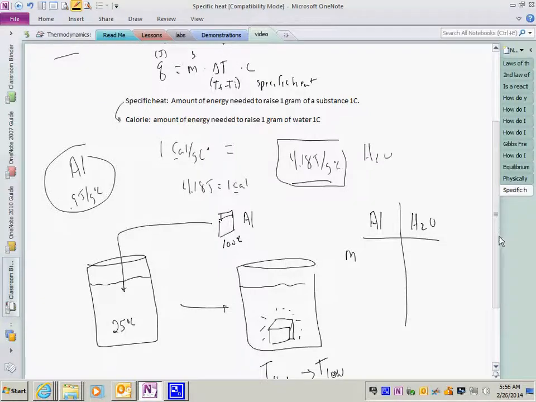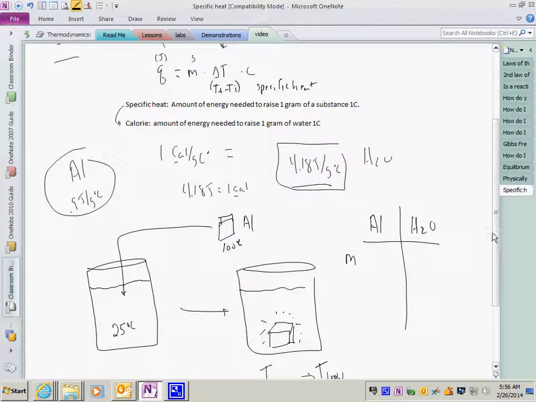Okay, and in class we'll detail a multitude of different problems. I'm just going to briefly discuss it here, and you can seek other resources to get more information. But the mass, I would need my specific heat, my temperature final, my temperature initial. This could also be listed as change in T, and then Q, my energy.